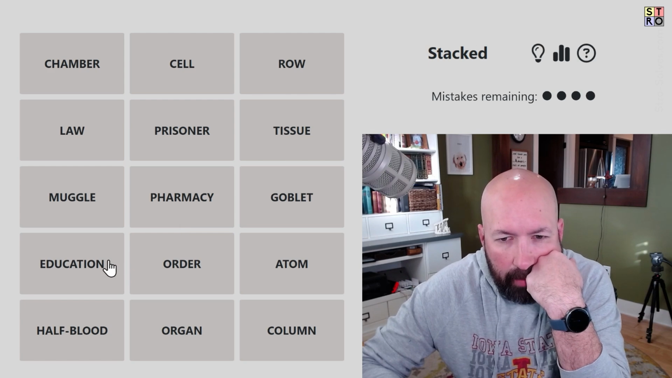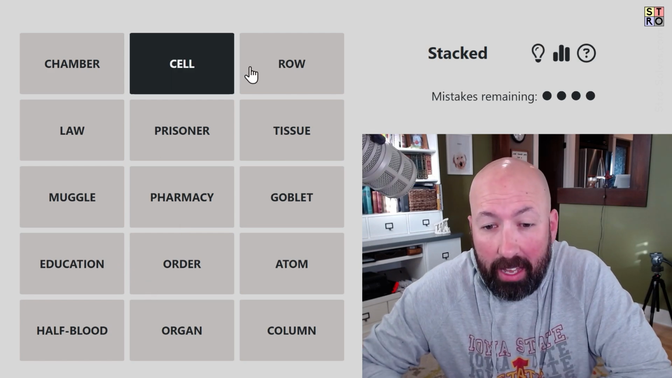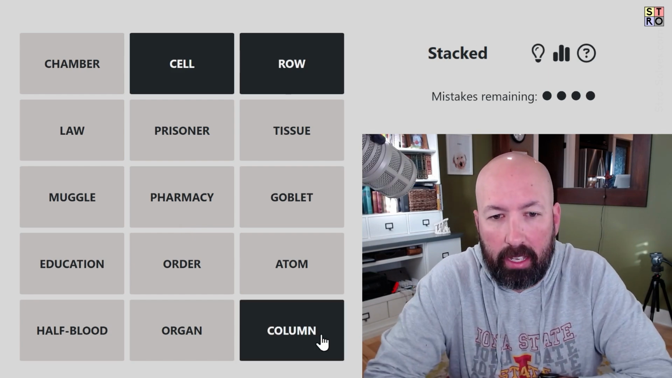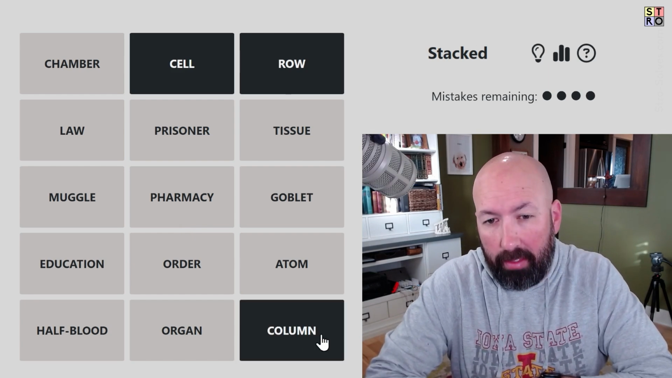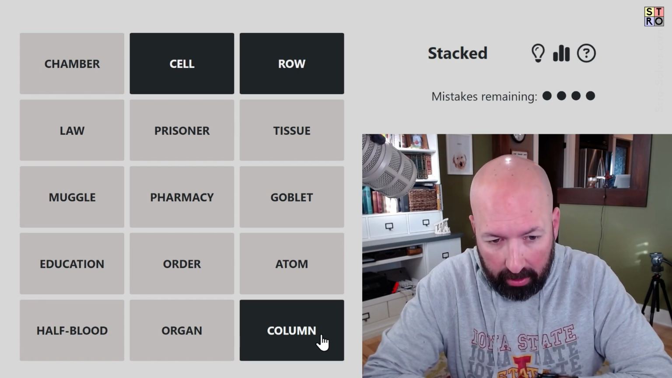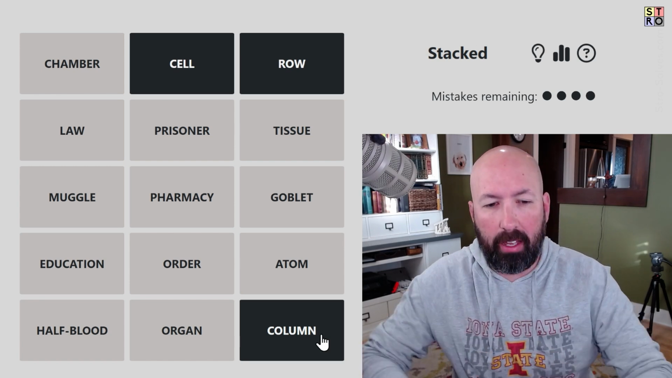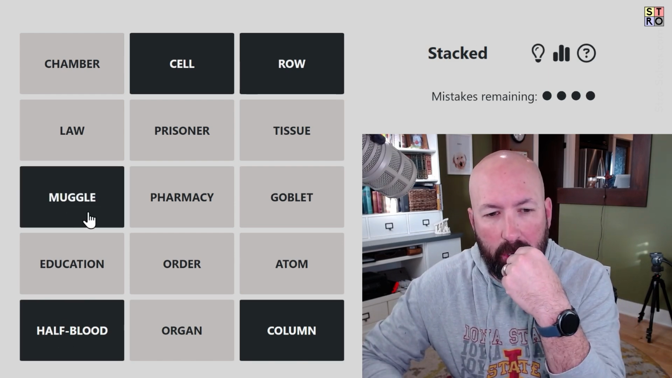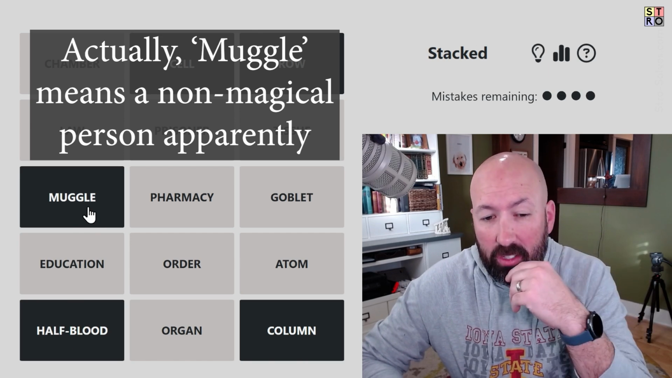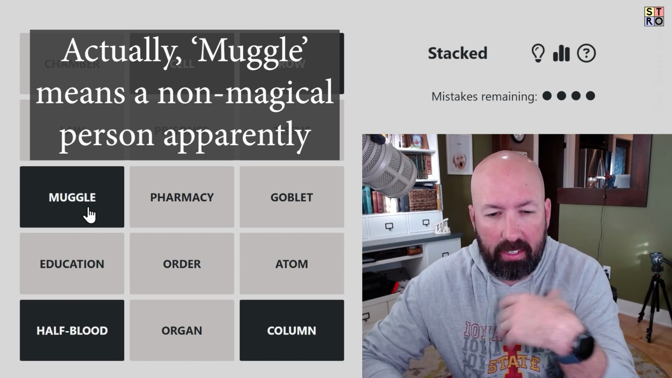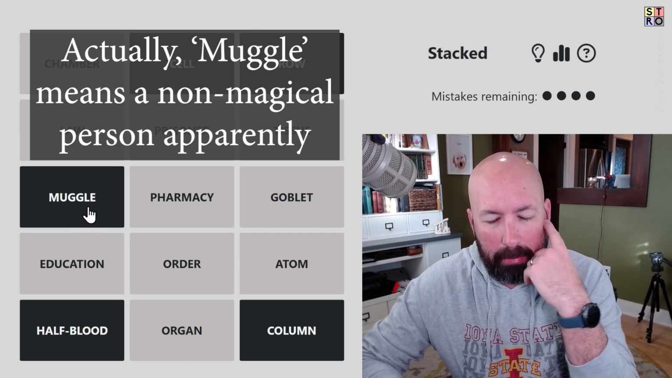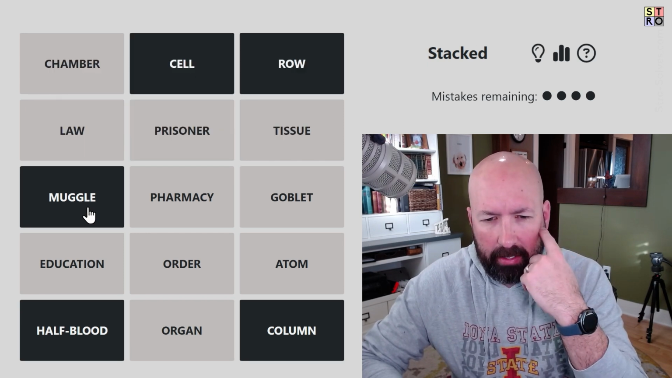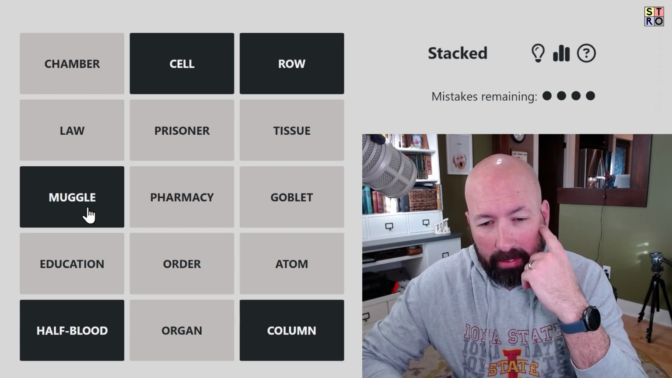So, all right. Well, cell and row and column, that could be things in like a spreadsheet. So that's a group of three, theoretically. Half-blood and muggle, I believe, are sort of like a mixed race. I think that's an expression used in like fantasy books and stuff. I think mainly, but maybe. So that could be a group of two theoretically.